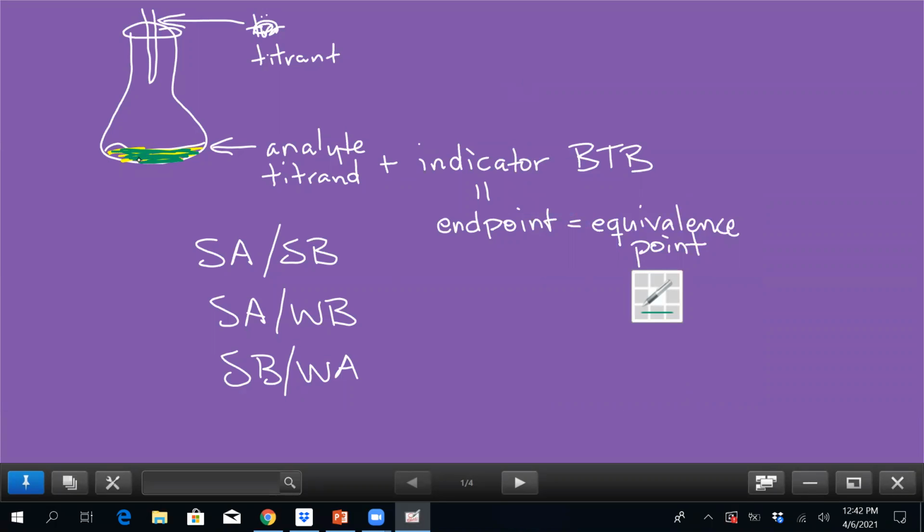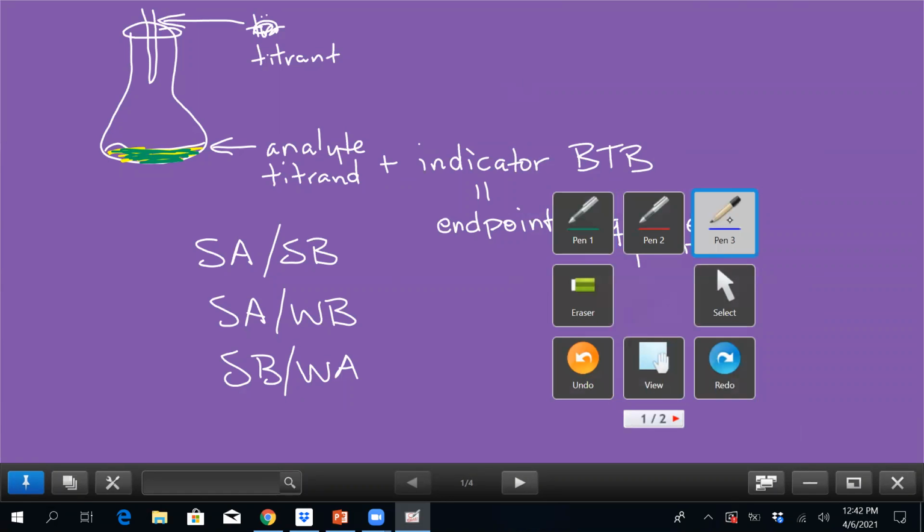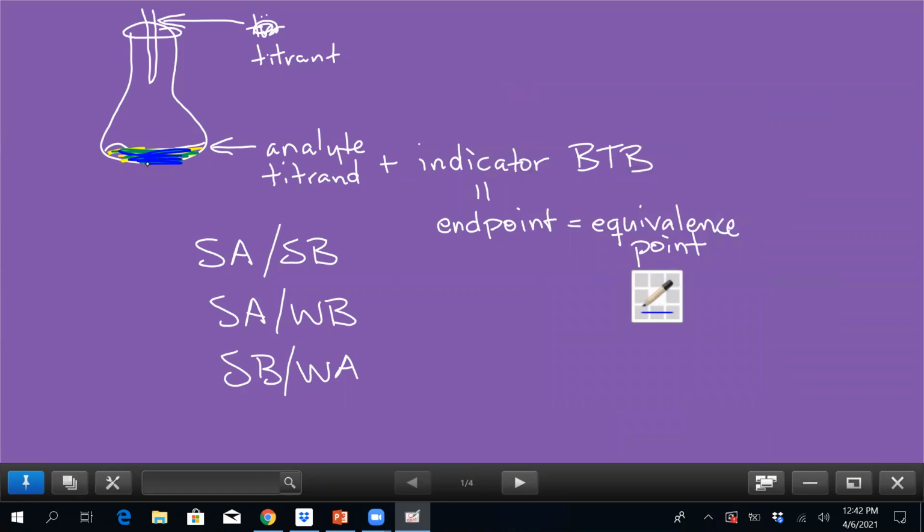And once it reaches its equivalence point and it's green, if I keep adding base, then it's going to turn blue. Lots of colors. Yes.